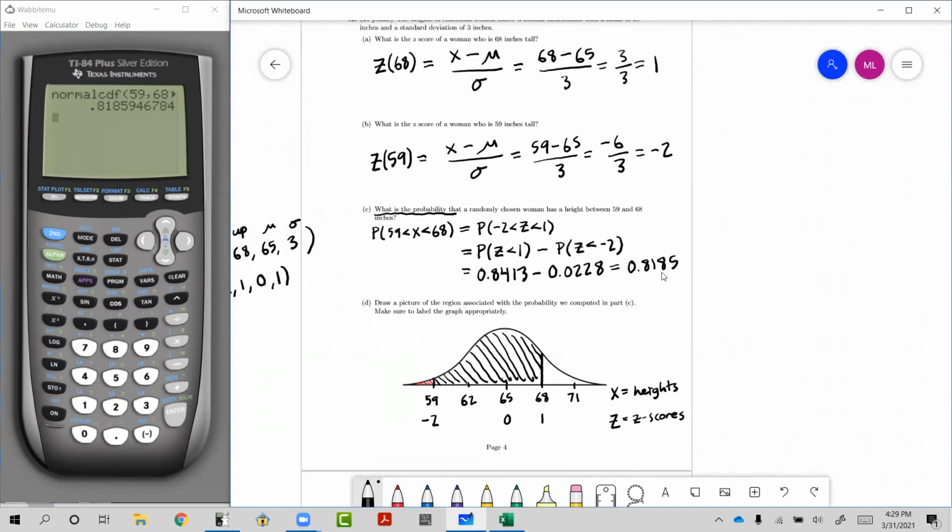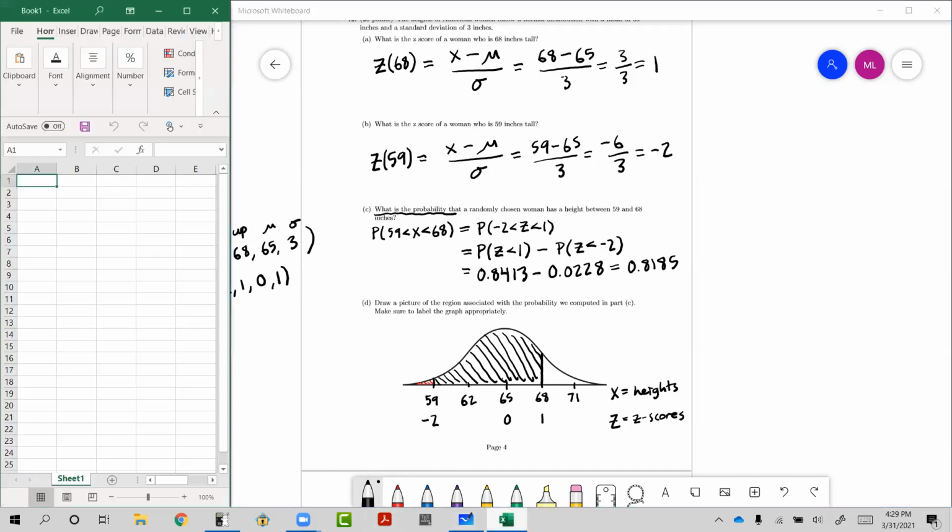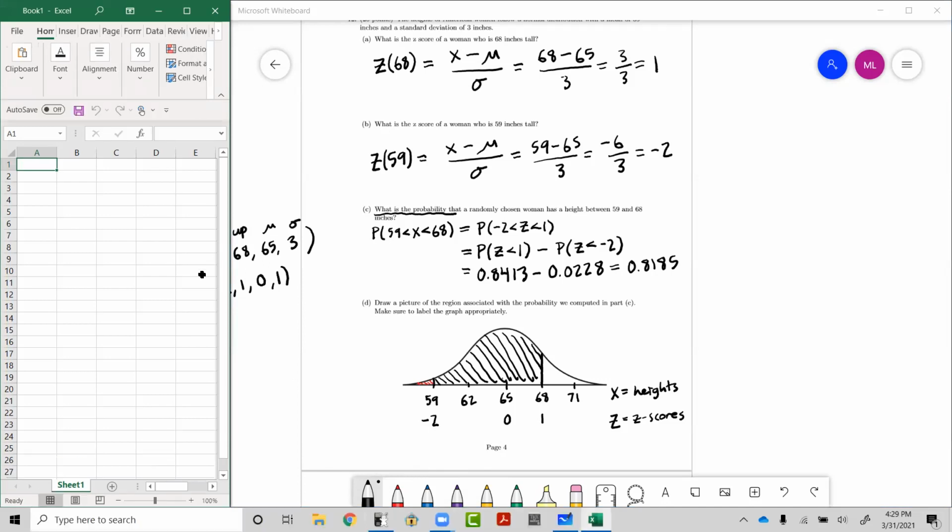Okay, hopefully this all makes more sense now, and you have some idea of what I'm actually doing over here. Now, can you see my Excel page? Yes, we can. Okay.